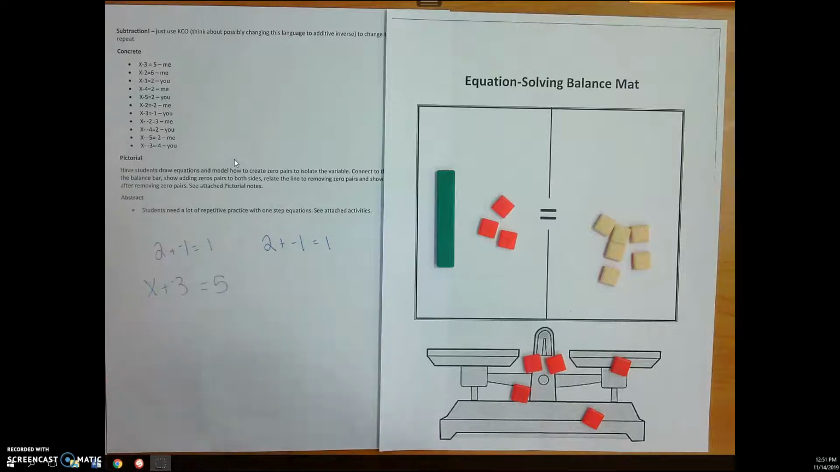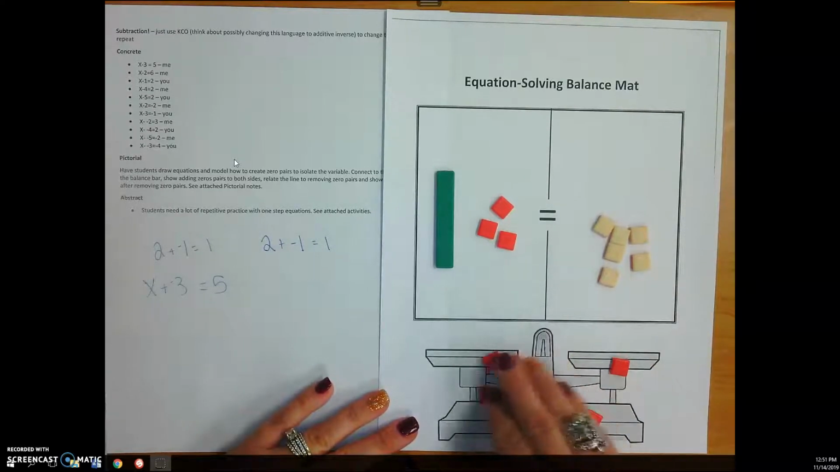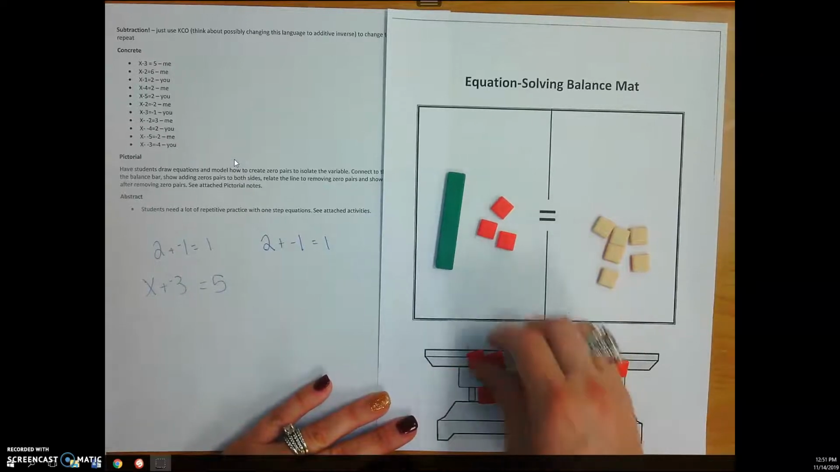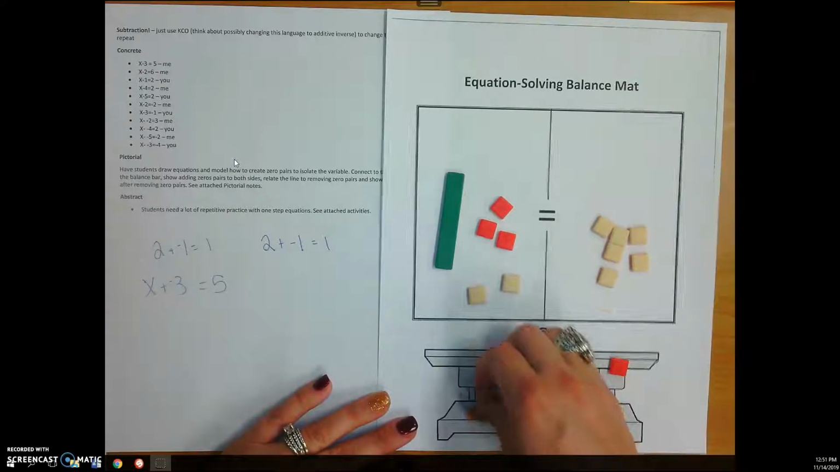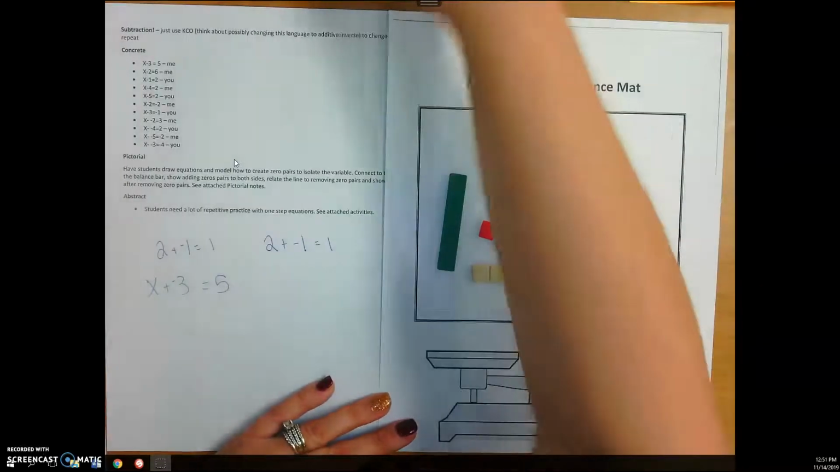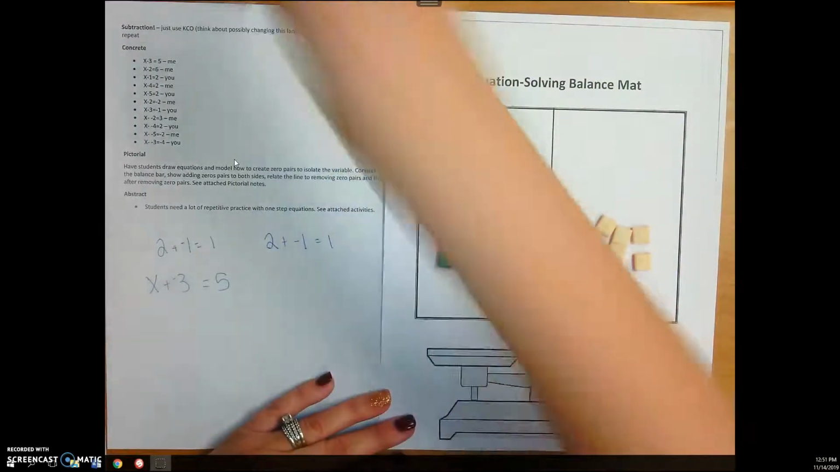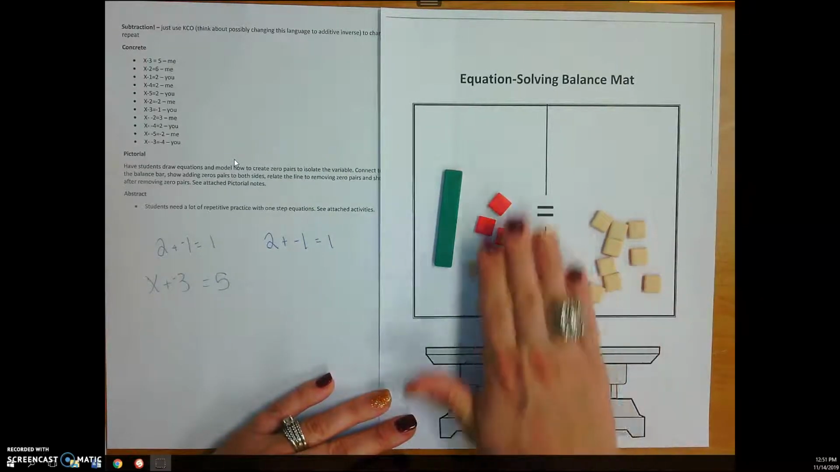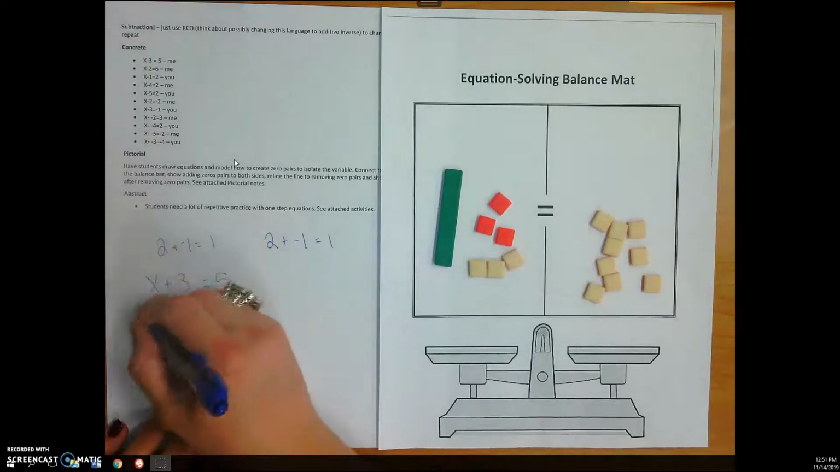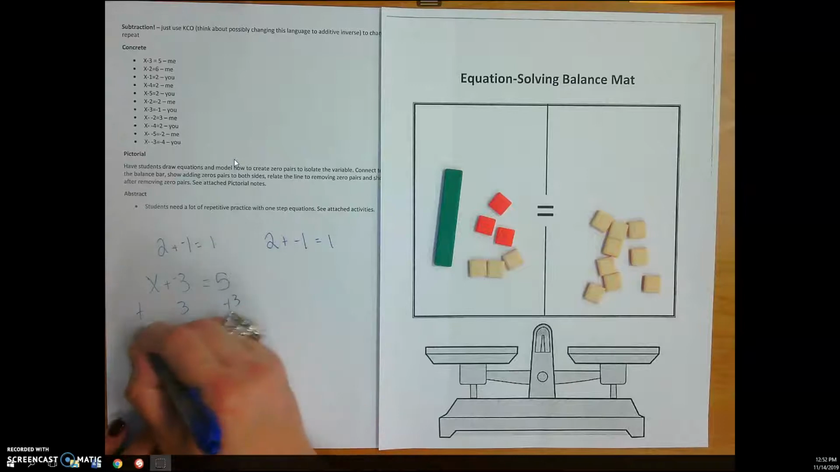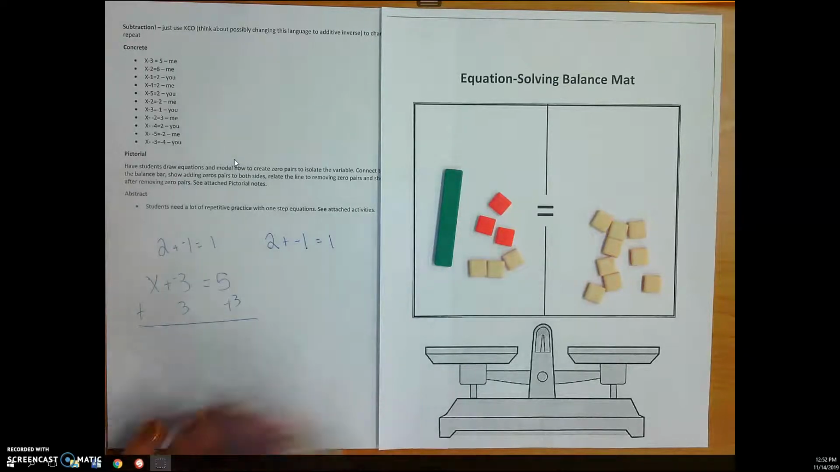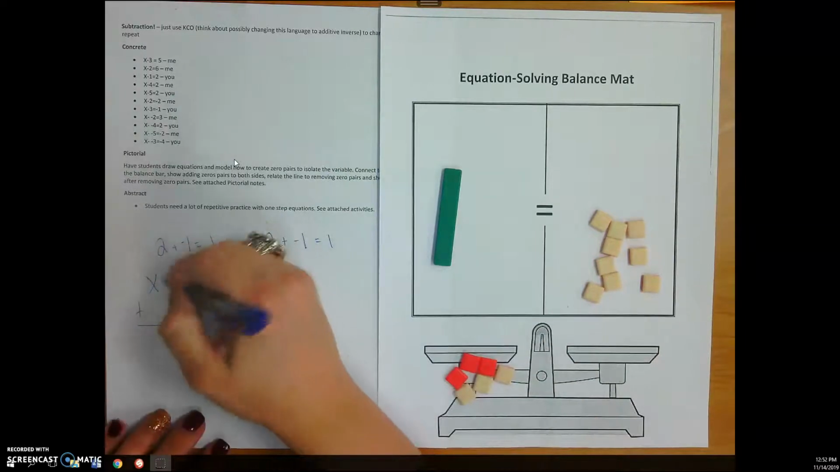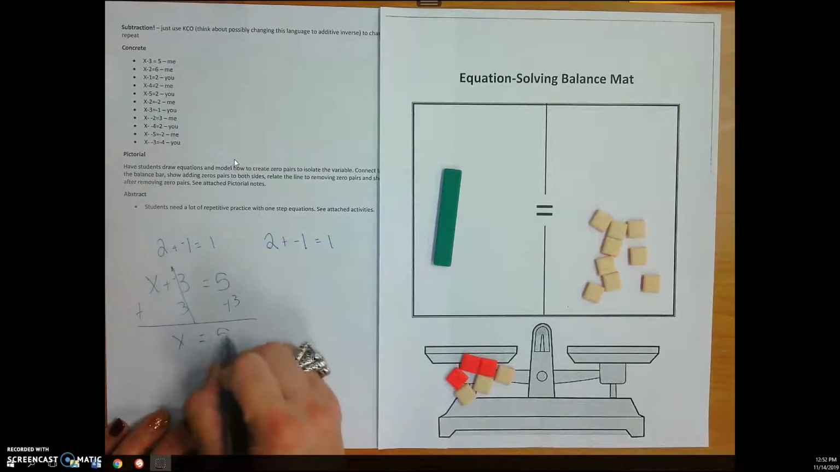Okay, so then we use our same exact verbiage, and everything we used yesterday is that we want to isolate our variable. And to isolate our variable, we're going to add 0 pairs. And what you do to one side, you must do to the other. So we are going to add 3 to both sides, and then remove any 0 pairs we might have, and our variable is worth 5.